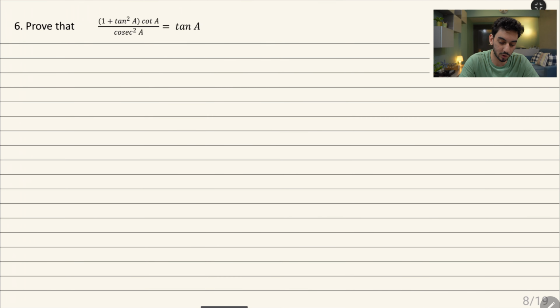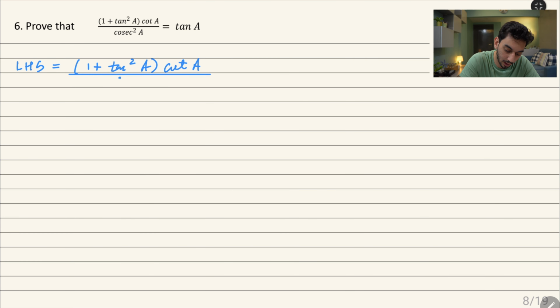Okay, next question. This one says prove that 1 plus tan square a into cot a upon cosec square a is equal to tan a. Obviously the left hand side looks bigger to me. I'll start with my left hand side, which is 1 plus tan square A times cot A, the whole thing upon cosec square A. Okay, first step we decided which side to start from.